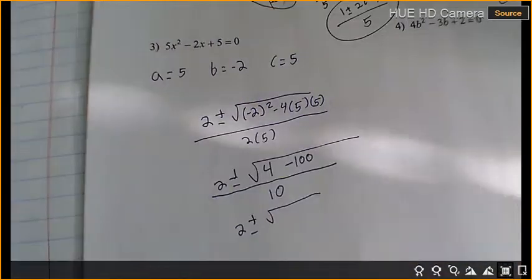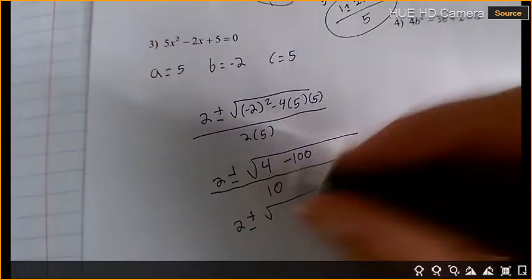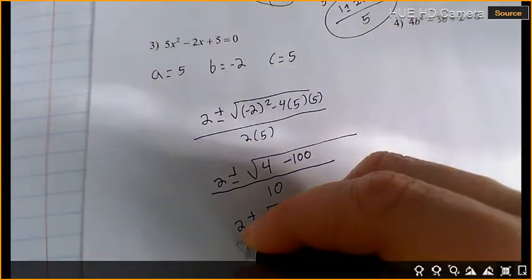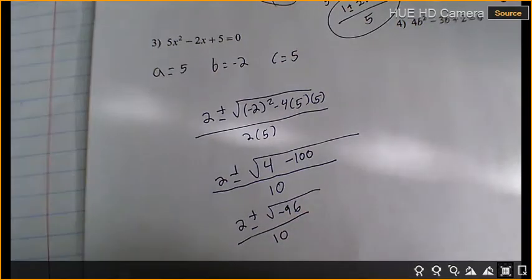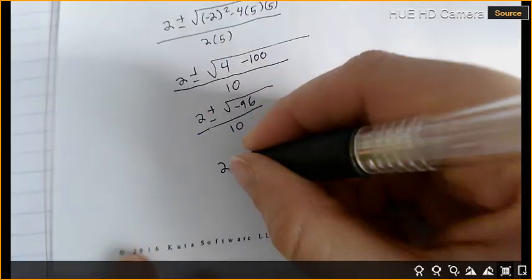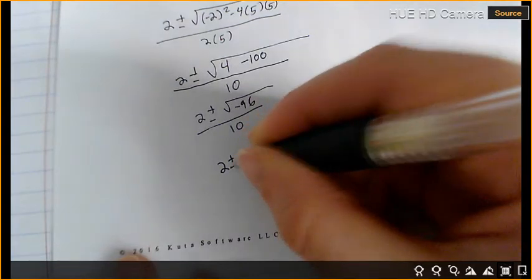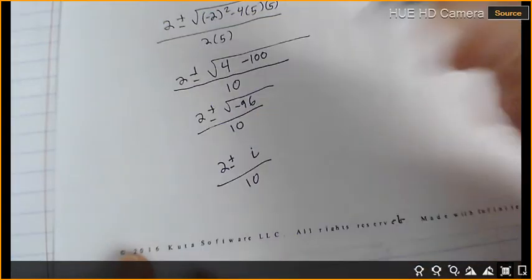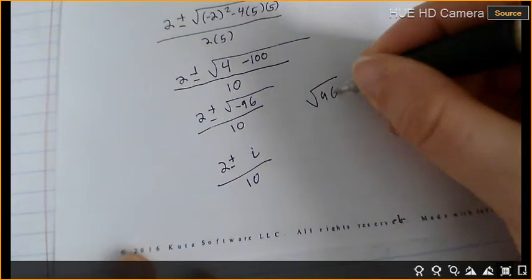What's 4 minus 100? All over 10. Okay, again we have that negative, so we can think of bringing that i out. So we've got 2 plus or minus i, and it's over 10. And now we've got the square root of 96.